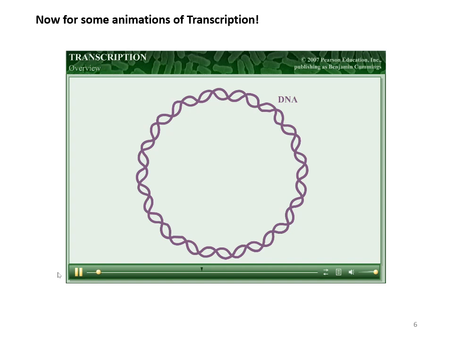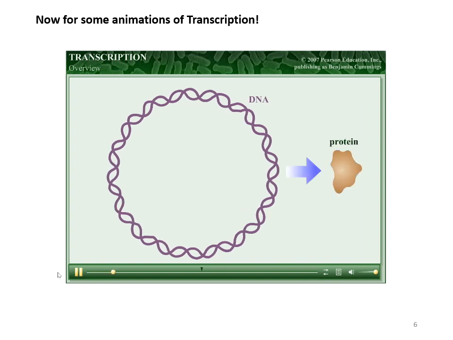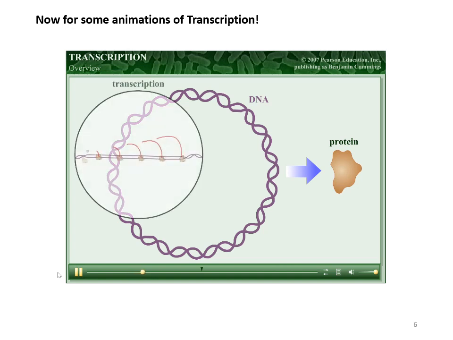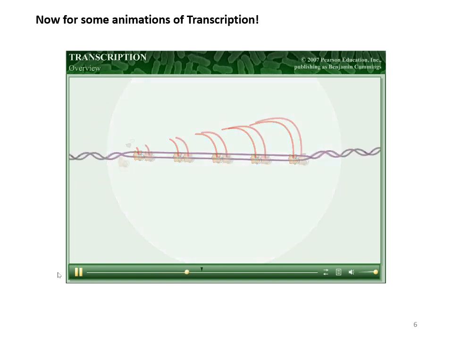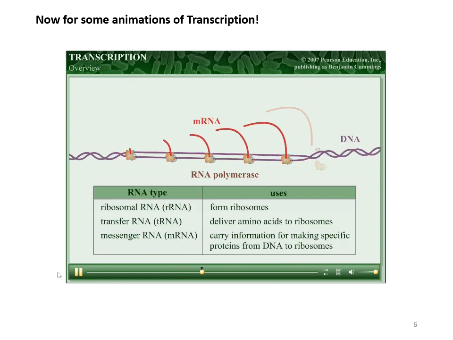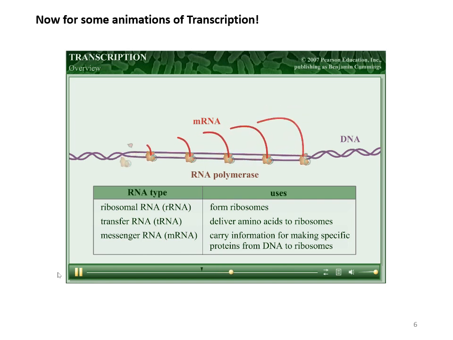Cells use DNA to store information, while proteins are used to perform the activities necessary to keep the cell alive. In a process called transcription, the information stored in a DNA molecule is copied into RNA molecules, which can be used to synthesize specific proteins. Cells use three types of RNA: ribosomal RNA molecules, which are used to form ribosomes; transfer RNA molecules, which deliver amino acids to ribosomes; and messenger RNA molecules, which carry the information for making specific proteins from DNA to ribosomes.